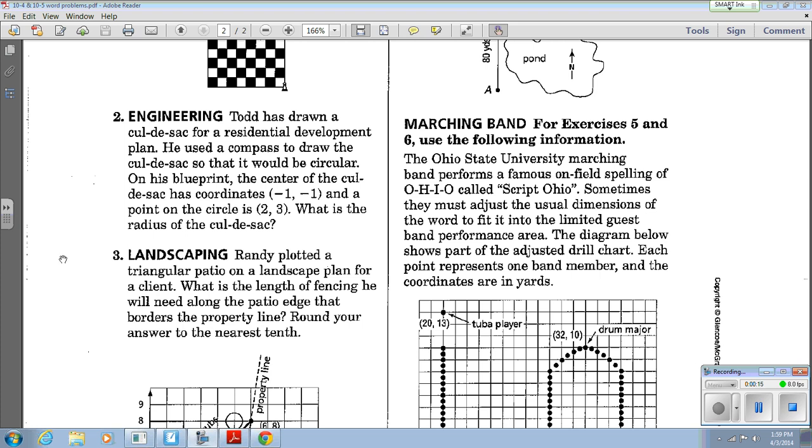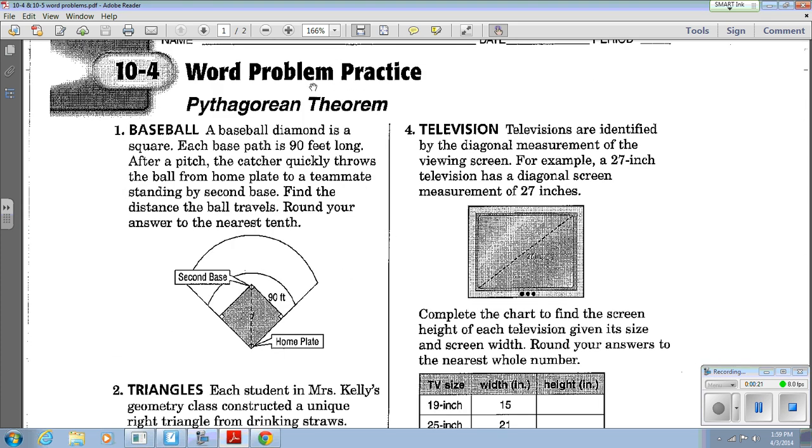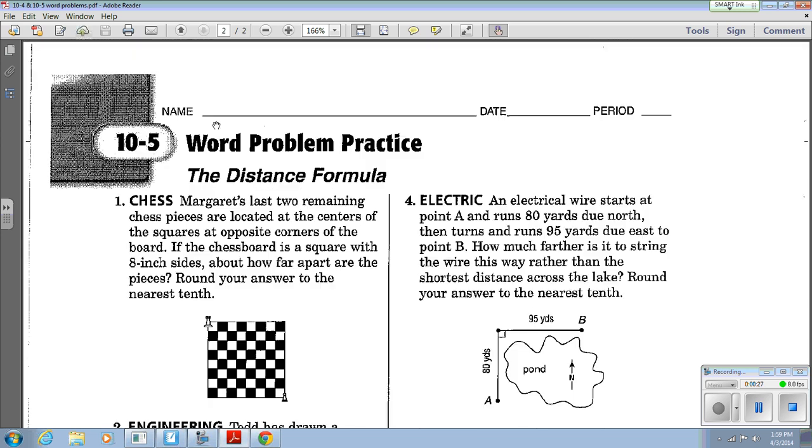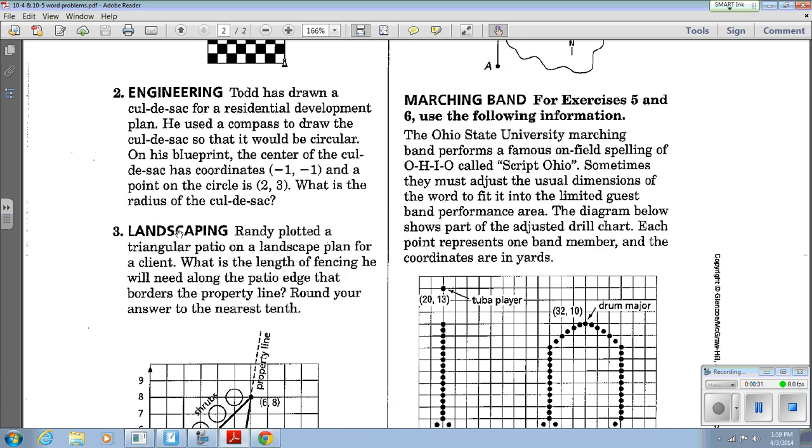This sheet that I have here on the screen is actually the back side of your Pythagorean theorem one where we did the television and the baseball. So you want to get that sheet back out, and so pause the video, get this sheet back out, and you want to turn it over to the back side where it says word problem practice, the distance formula. We're going to start with number 2.